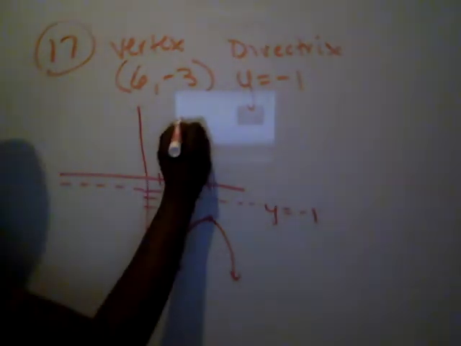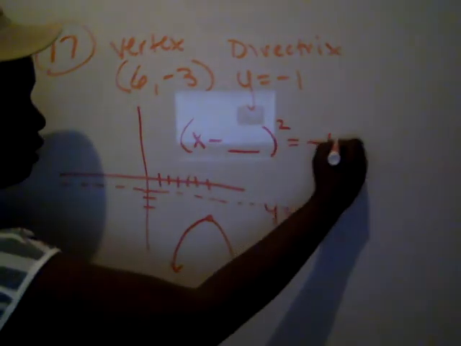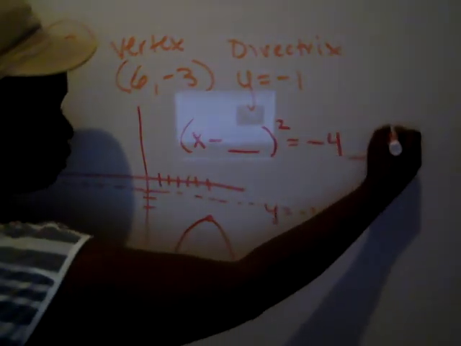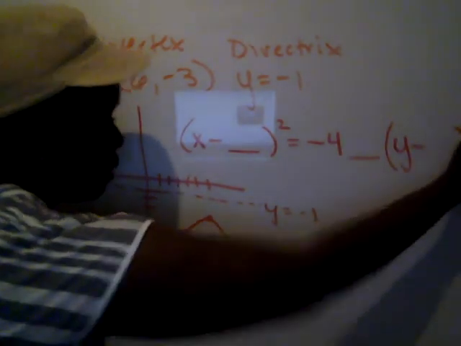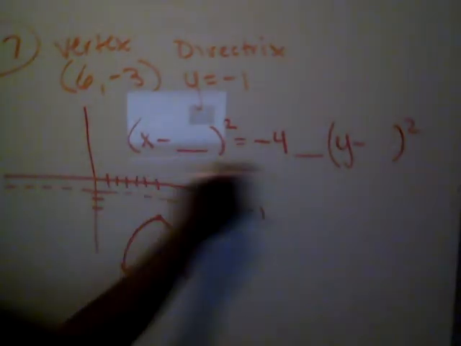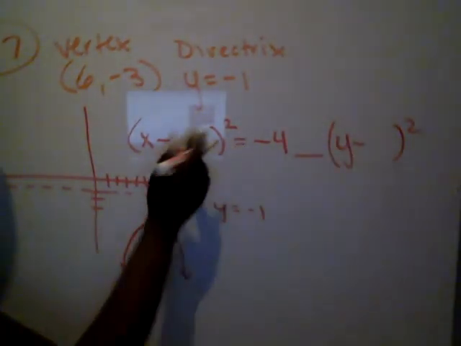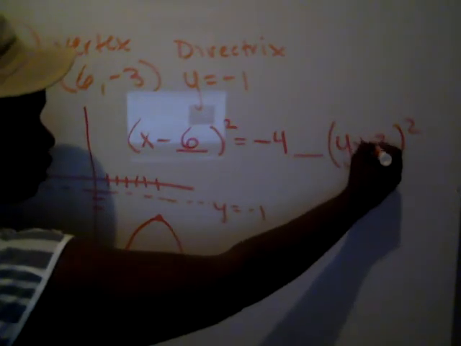So that tells us we're dealing with x minus something squared equals -4 something times the 4, or p, y minus something. Okay? So we can fill in these blanks here and here, because those are the points of the vertices. So x minus 6 and y plus 3.